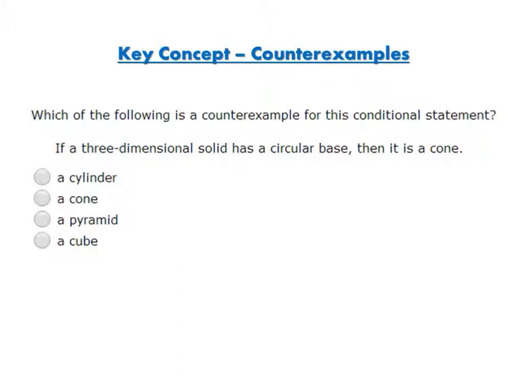Well, we already know that it says it's a cone, so we're going to mark cone out. A pyramid has a square base. A cube has a square base, but a cylinder, like a Coke can, has a circular base. So the counterexample is cylinder.